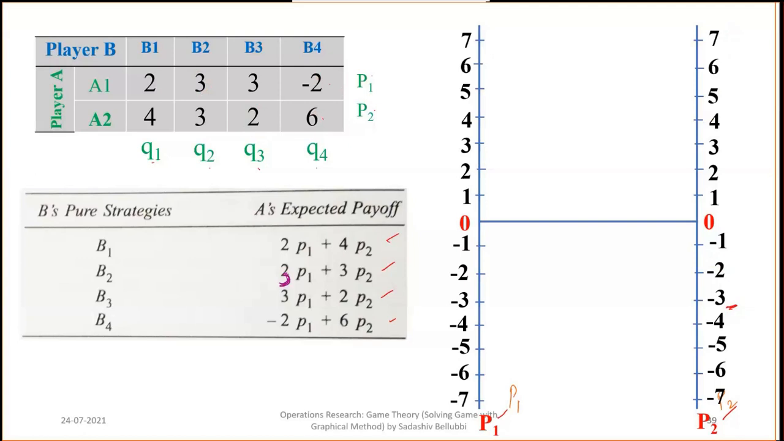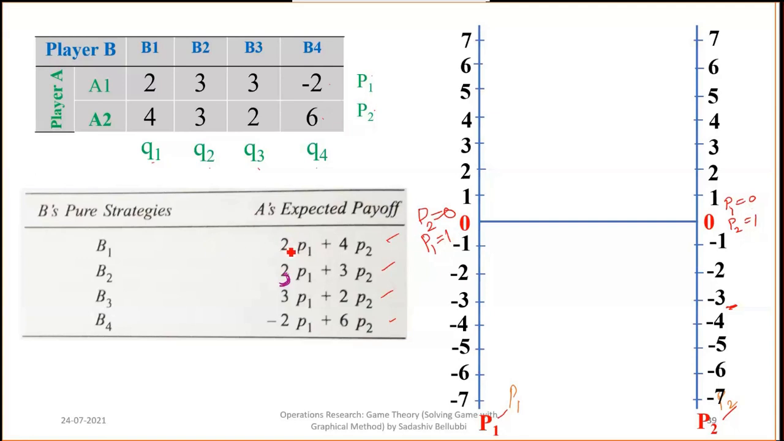Now we need to draw the B1 line, that is 2P1 plus 4P2. Before that, if this first line is P1, it means that here the P2 value is 0 and the P1 value is 1. And in this case, P1 will be 0 and P2 equal to 1.